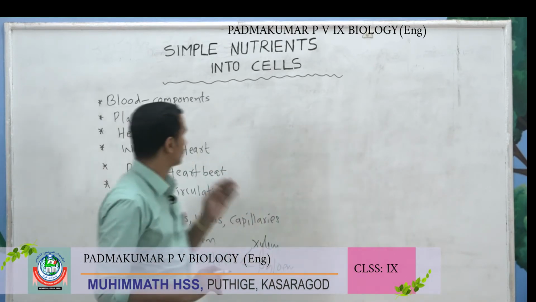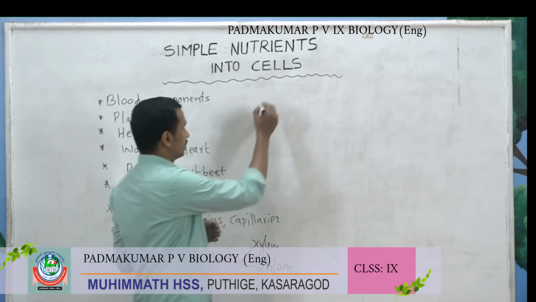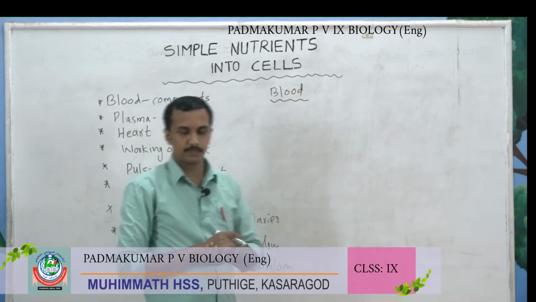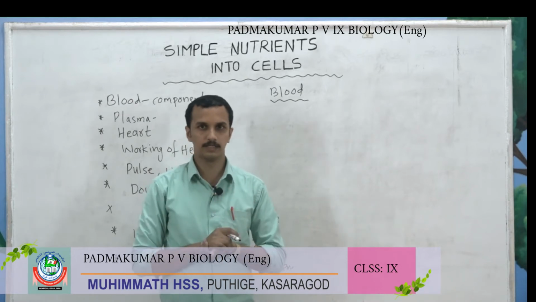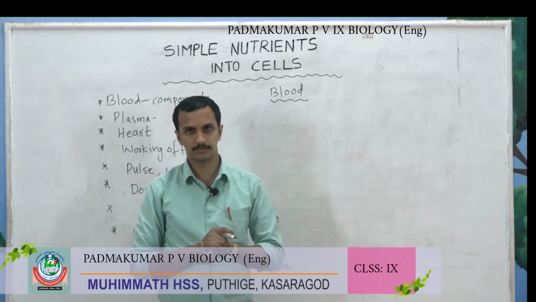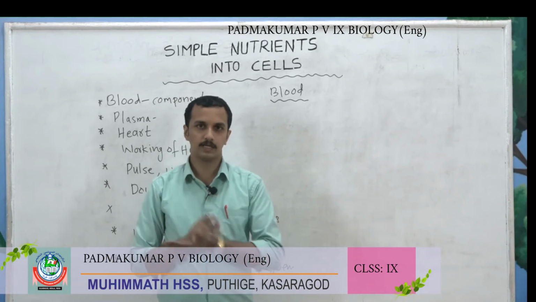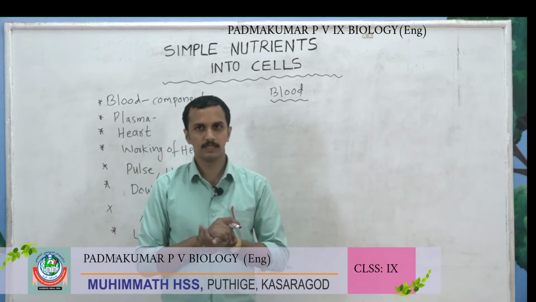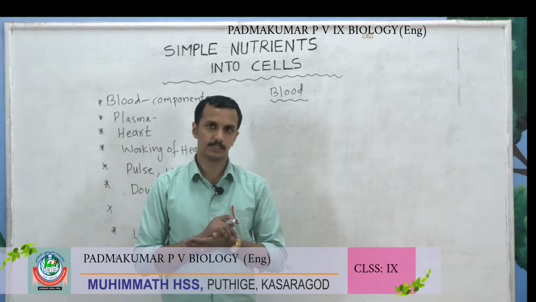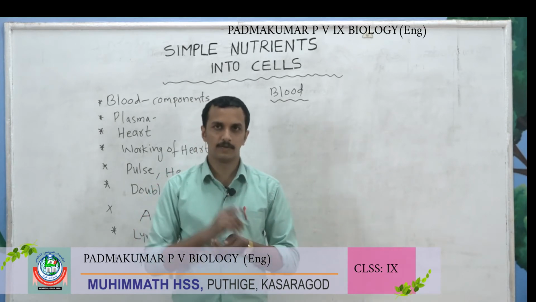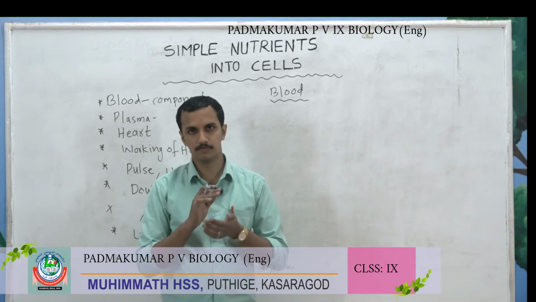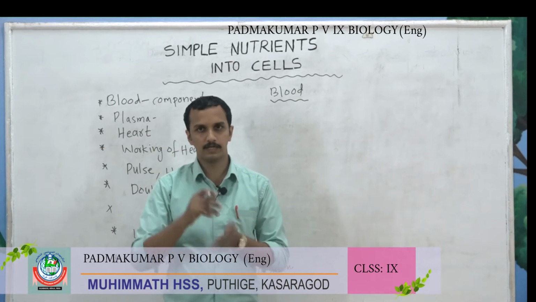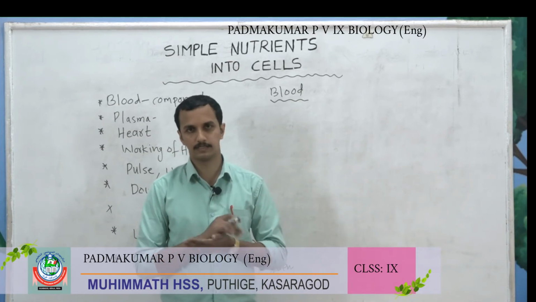First we have to discuss about blood. So let us discuss about blood first. In the last chapter itself you already learned that different types of nutrients, that is glucose, amino acid, like that, are absorbed at our small intestine, isn't it? Our small intestine contains certain finger-like projections. It is called villi. So through that villi, these nutrients are taken into blood. That you already learned in the second chapter.